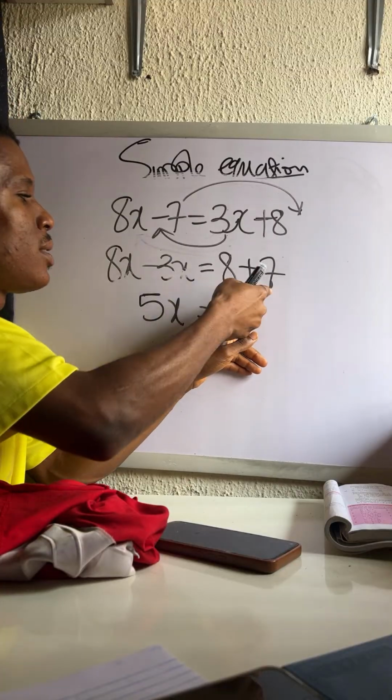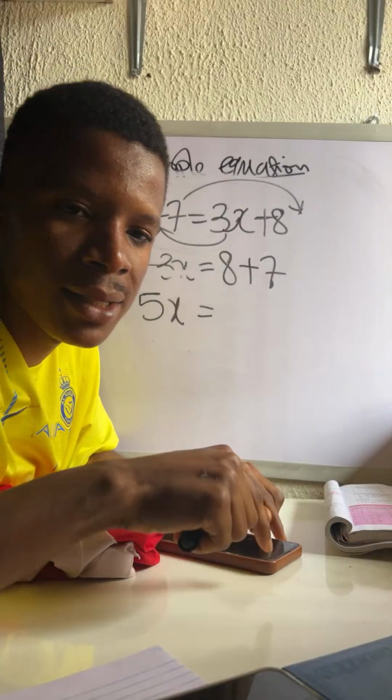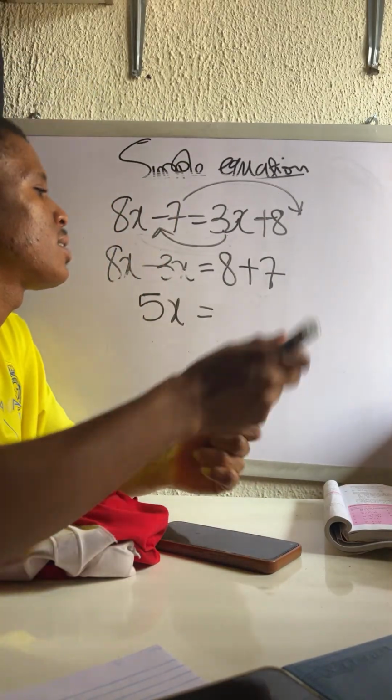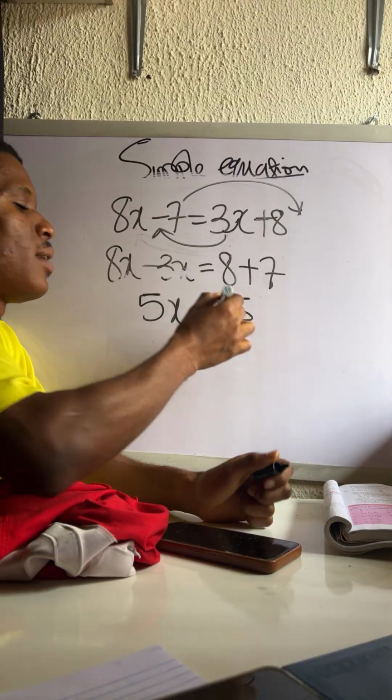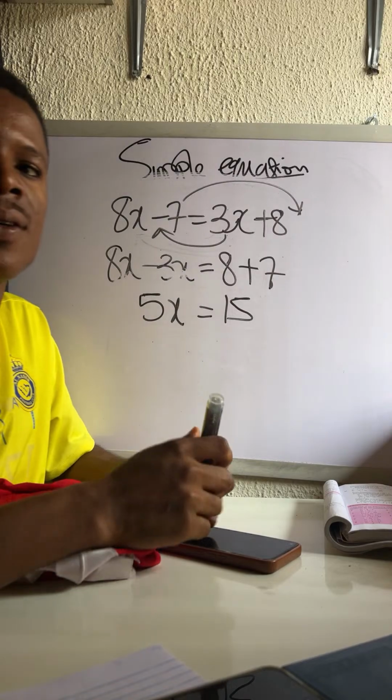What is 8 plus 7 in the comments? 8 plus 7 is 15. You have it as 15, right? Good, correct, guys, correct. You're following.